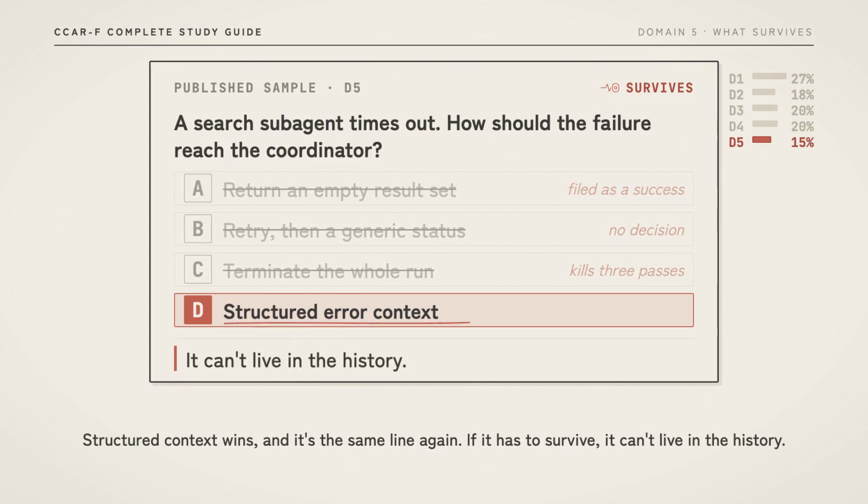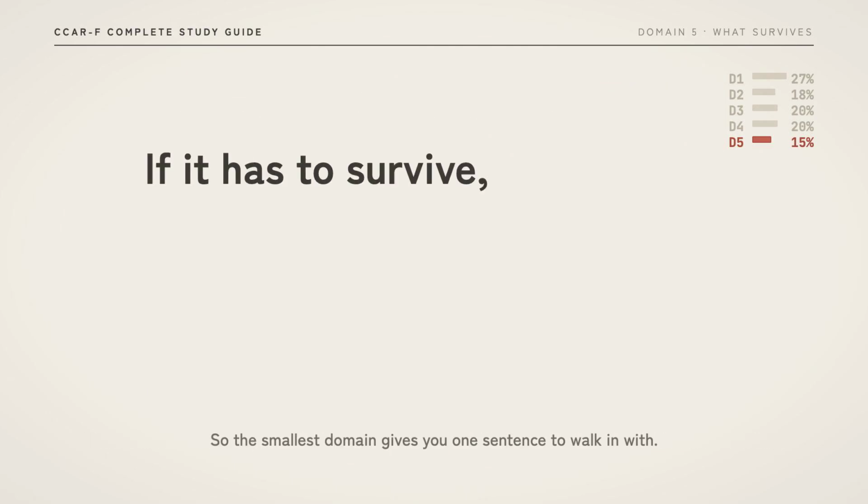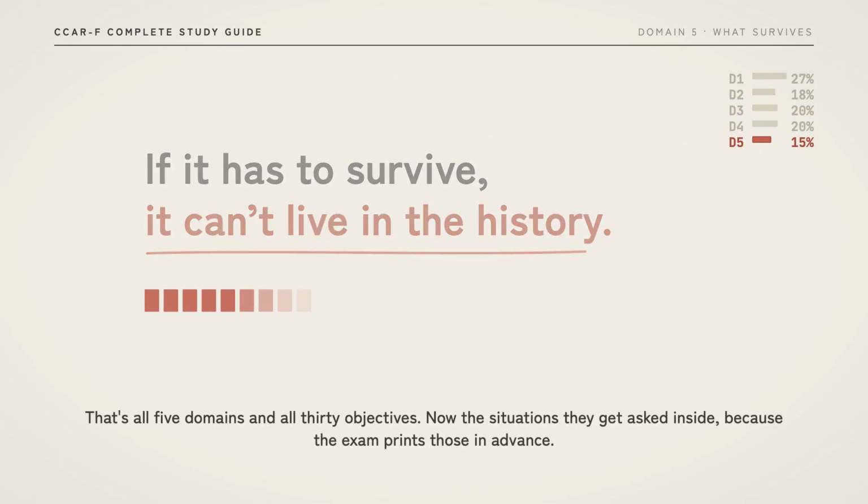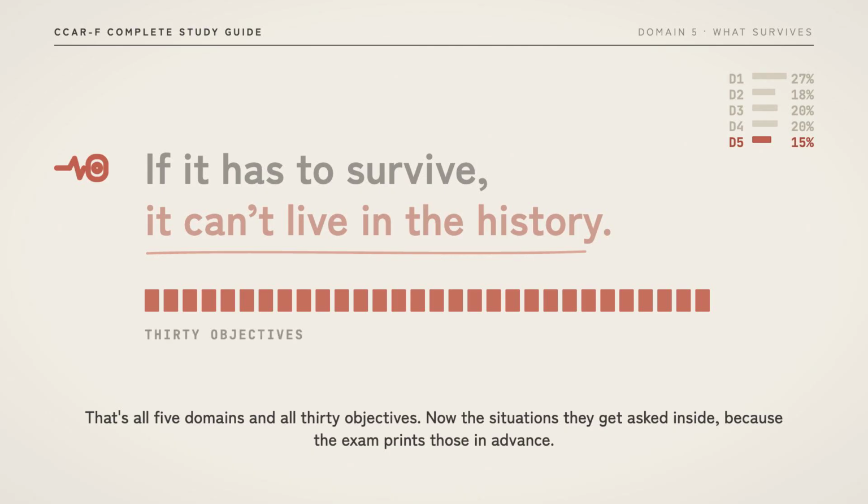If it has to survive, it can't live in the history. So the smallest domain gives you one sentence to walk in with. If it has to survive, it can't live in the history. That's all 5 domains and all 30 objectives.